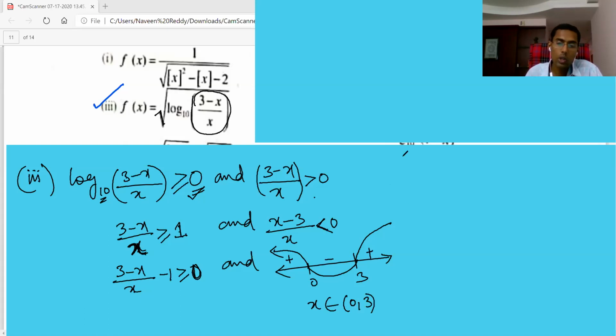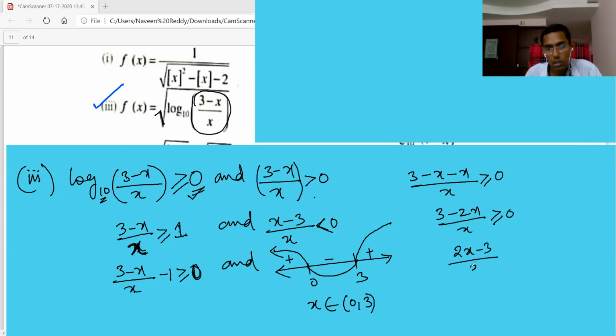And this one, now we have to solve this: (3 minus x) by x greater than or equal to 0. So this becomes (3 minus 2x) by x greater than or equal to 0. If I take minus common, (2x minus 3) by x, then it will become less than or equal to 0. Less than means it lies between the roots. What are the roots here? 3 by 2 and 0. 0 and 3 by 2.